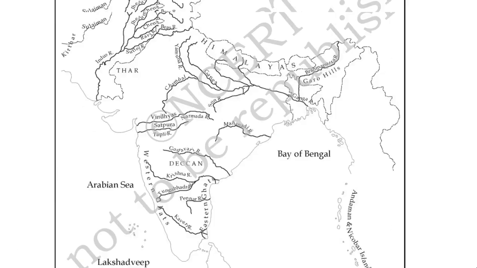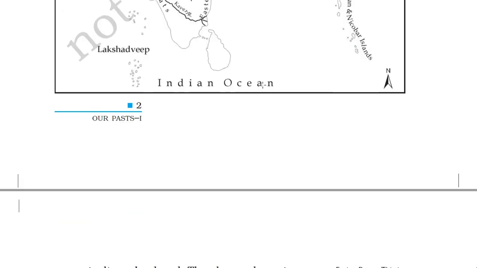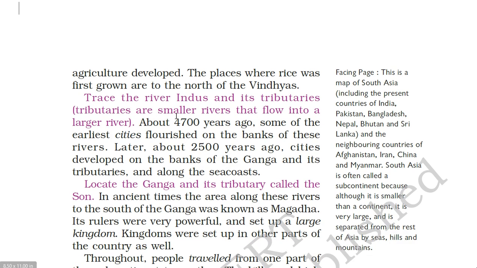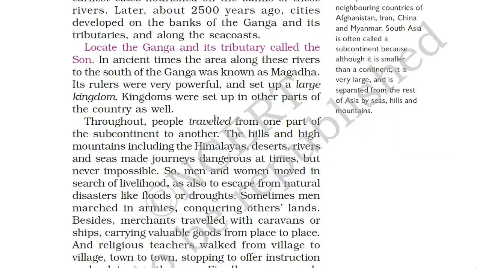Now the map that you saw now is the map of, you have it here, South Asia. Now South Asia is often called a subcontinent because it is smaller than a continent. However, it is very large and it is separated from the rest of Asia by seas, hills and mountains. That's why it's called a subcontinent.